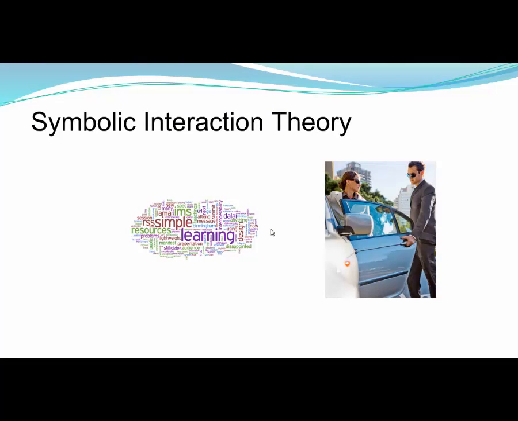Okay, next theory, symbolic interaction theory. This theory, again, as it says, is based on symbols and says that we make interpretations based on the symbols that we see, and that from there follows our behavior. And of course, our biggest symbol system is words, and so I've included this Wordle for you. Part of the symbolic interaction theory says that basically our words and our language is not keeping pace with how quickly families are changing.